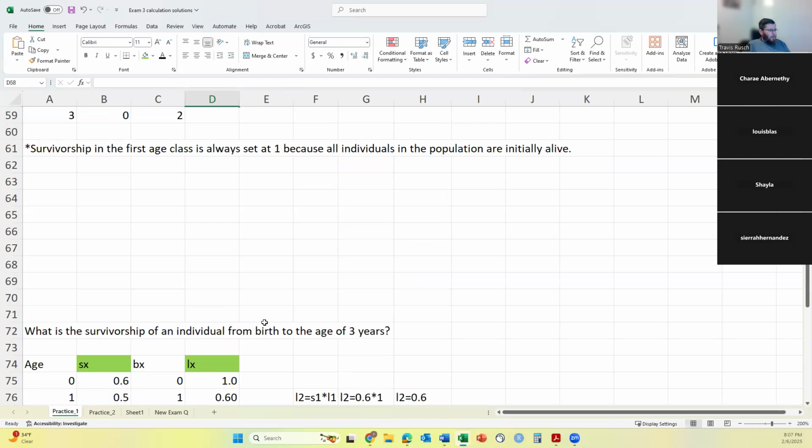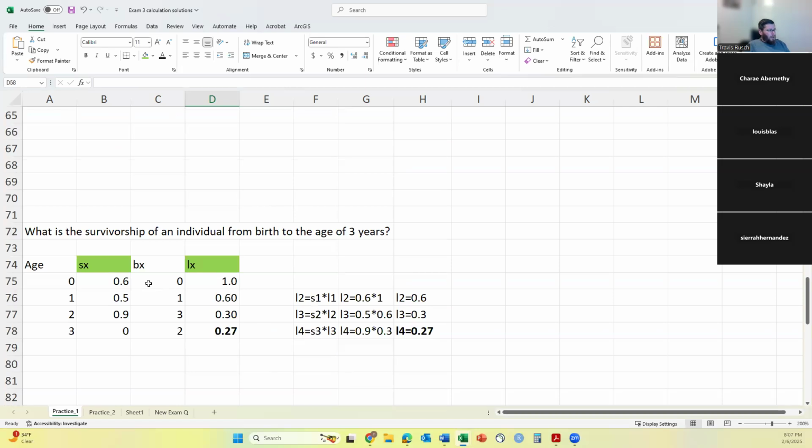And we can do the same thing for all of the values, right? To get L3, that's S2, what we have, times L2, which we just calculated. So 0.5 times 0.6 is 0.3. And to get L4, we do the same thing, right? We have S3 already. We just calculated L3. We multiply those two together, 0.9 times 0.3, and we get 0.27. So the survivorship of an individual from birth to 3 years of age is 0.27. So that's how we would solve this problem.